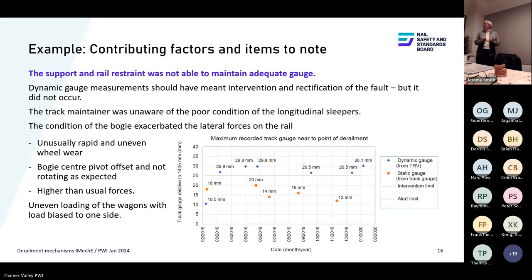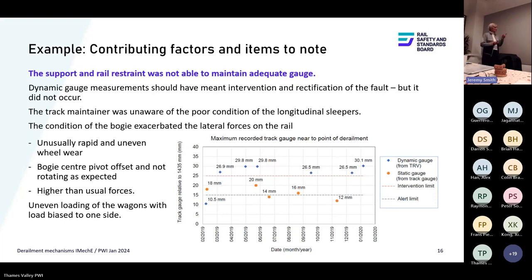And the condition of the bogey, it's a question that always gets asked: well, why was it that vehicle that came off, not one of the others? Why did it come off that day, not the day before? The condition of the bogey increased the lateral forces and made that the one that actually broke the camel's back.